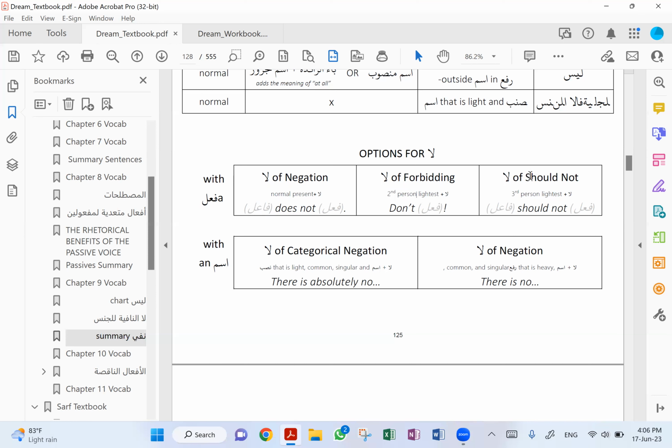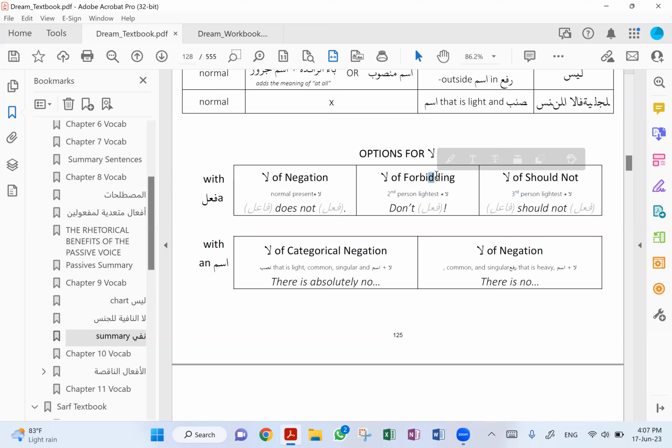And then you have the la of should not. This one comes with a third person. So la yadhab. Instead of la tadhab, I'm forbidding you not to go. La tadhab, so it has a sukoon: don't go. But if I say la yadhab, he shouldn't go, I'm not forbidding him. I'm just suggesting it would be good if he did not go. So I'm just voicing my, I don't know how to call it, but yeah. So that's the difference between la of should not and la of forbidding.